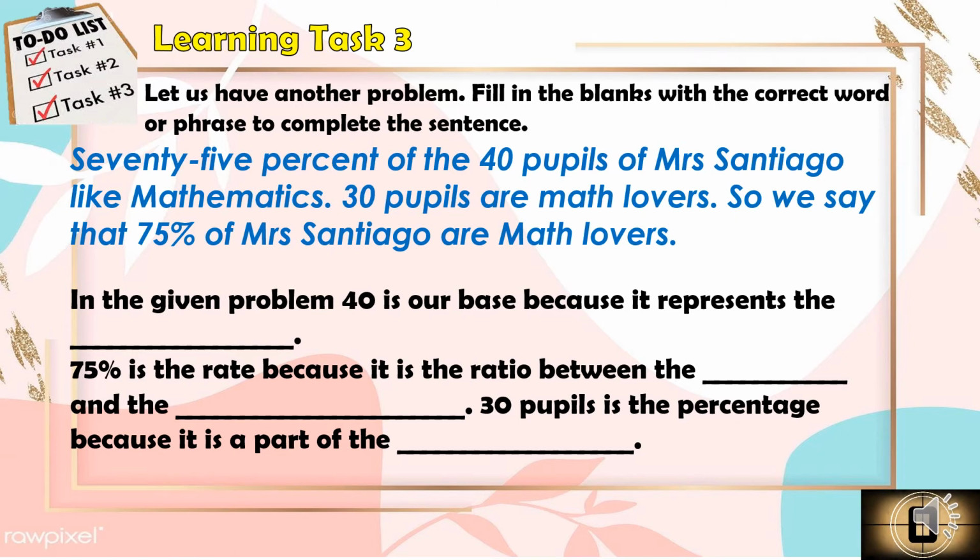Okay, so let us answer. In the given problem, 40 is our base because it represents the whole class of Mrs. Santiago. And 75% is the rate because it is the ratio between 30 math lovers and the 40 pupils of Mrs. Santiago. And 30 pupils is the percentage because it is part of the 40 pupils of Mrs. Santiago.